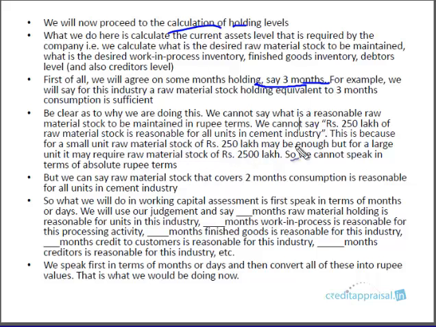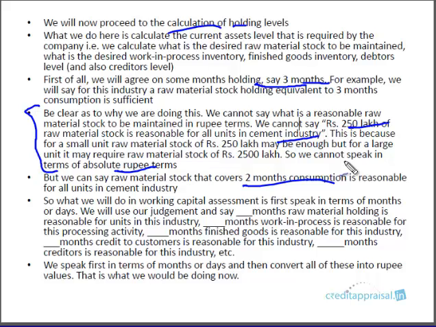Because we cannot speak in terms of absolute values, right? 250 lakhs raw material is a reasonable stock for all units in the cement industry. You cannot make this sort of a blanket statement, because for a small unit this might be sufficient. For a large unit, maybe 25 crores of raw material is required. So we cannot speak in absolute terms. The reason why we are doing this entire exercise of holding levels is precisely this reason. It varies from unit to unit, but you can say for all cement units 2 months consumption is sufficient. Raw material stock equivalent to 2 months consumption is reasonable.